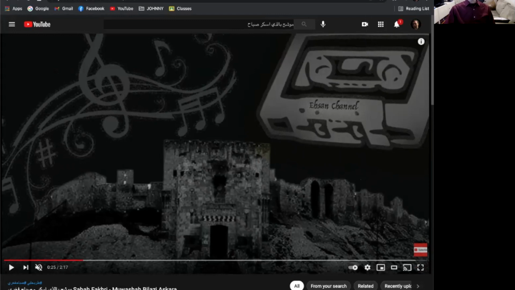Right, we're gonna practice this muwashah and learn that it doesn't start on the first beat of the Iqaa, and that's fine. This is the case of many muwashahat, so it's gonna be a matter of counting before we know when to start the vocal line.